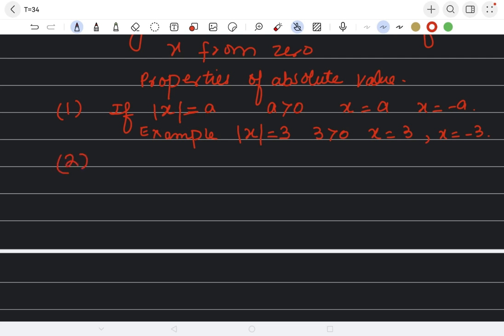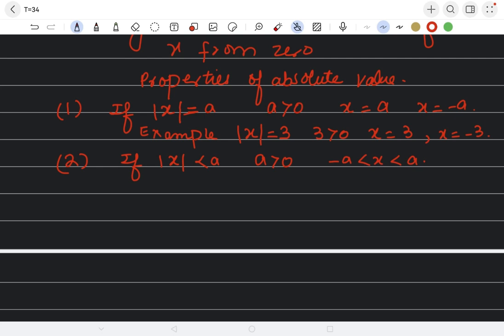Now I am going to tell you the second property. Instead of the equal to sign, if absolute value is less than A, rest of the things are constant, same absolute value, same A, but I have changed the middle sign. Instead of equal to, I have written less than, and A is greater than 0. Then your answer will come between minus A and A.